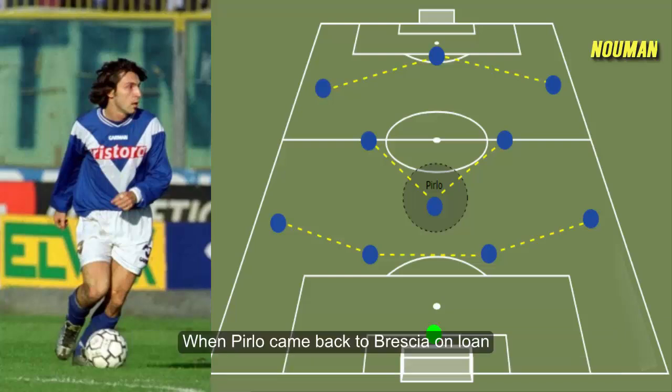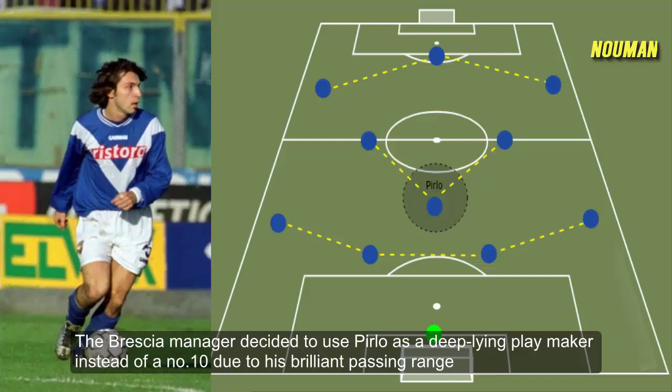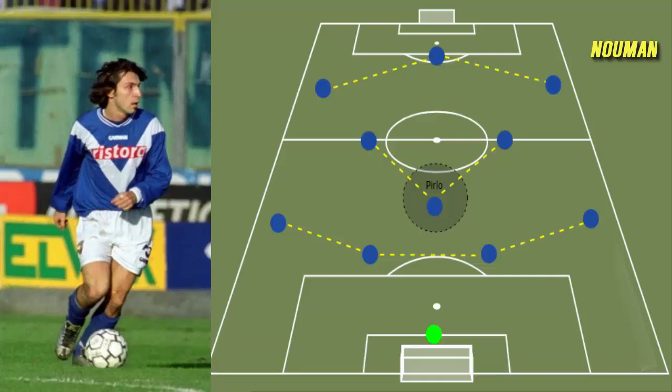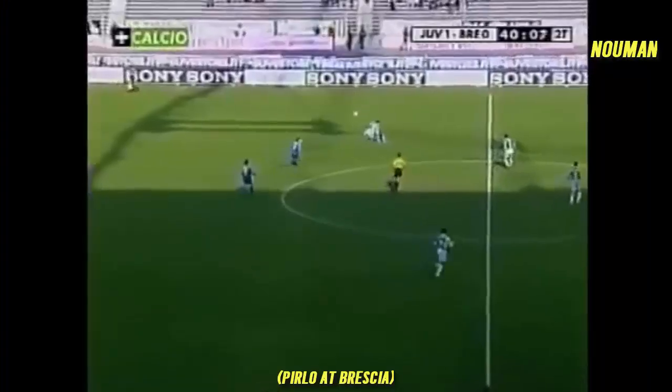When Pirlo came back to Brescia on loan, the Brescia manager decided to use Pirlo as a deep-lying playmaker instead of a number 10 due to his brilliant passing range. Pirlo had the awareness and the passing range that would help him to build the play for his team from a deeper position.